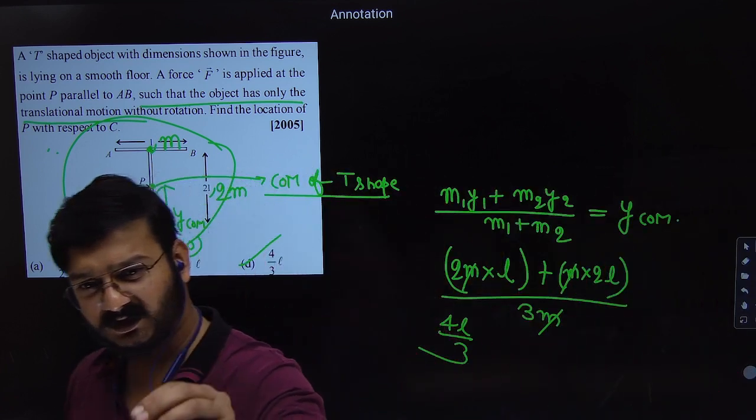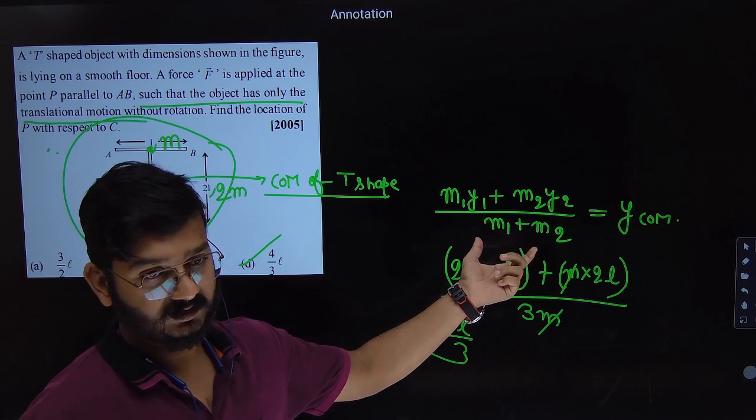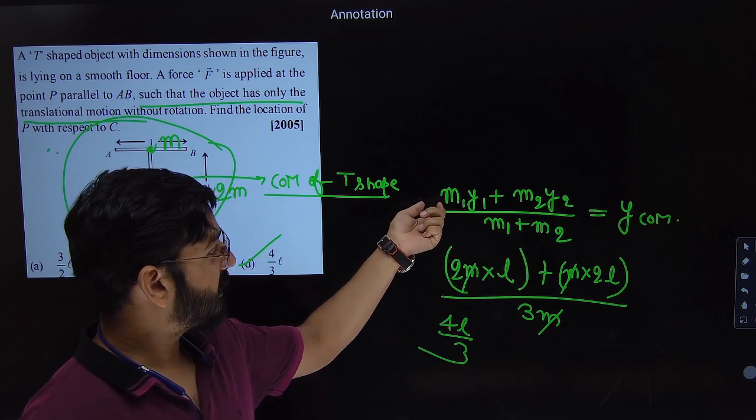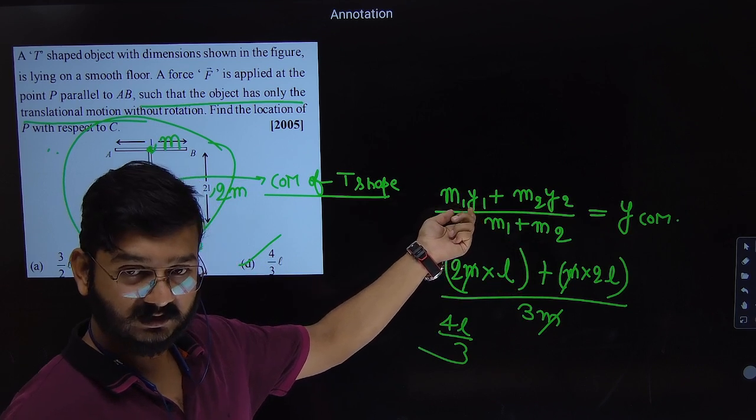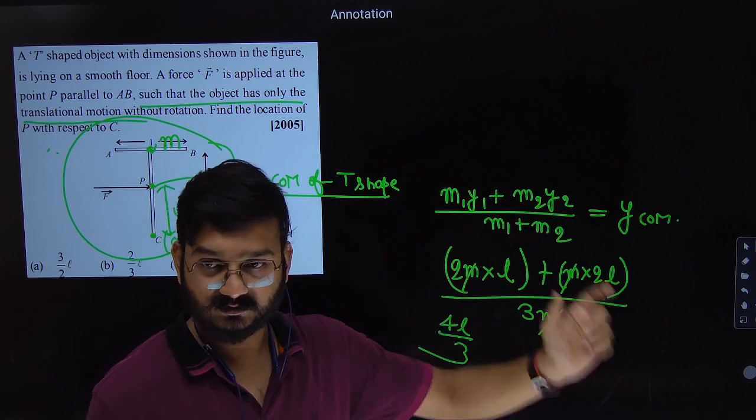This is a very basic question and one of the best questions, I feel, to get comfortable with this formula. Mass of first particle into center of mass of first particle. Mass of second particle into center of mass of second particle.